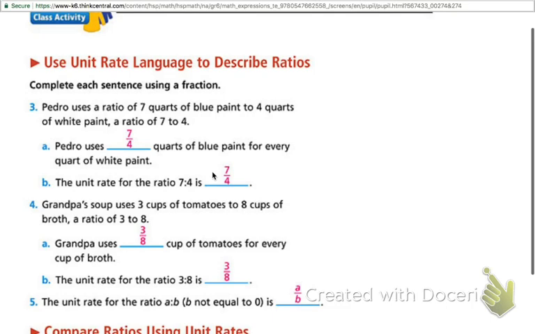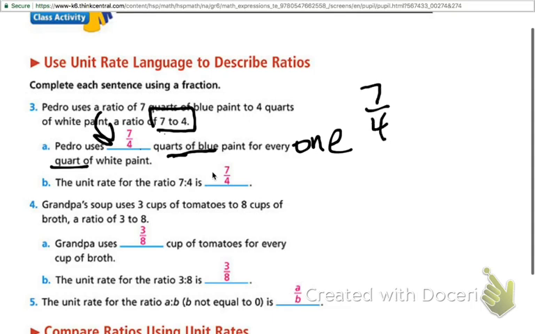We can use this to describe ratios. Pedro used a ratio of 7 quarts of blue paint to 4 quarts of white paint, a ratio of 7 to 4. So we can then describe that like this. 7/4 of a quart of blue paint for every 1 quart of white paint. So it literally is 7/4 to 1. We just don't say the 1 because it's kind of implied when we say every. So the unit rate is 7 to 4. Just like it was on the last page.